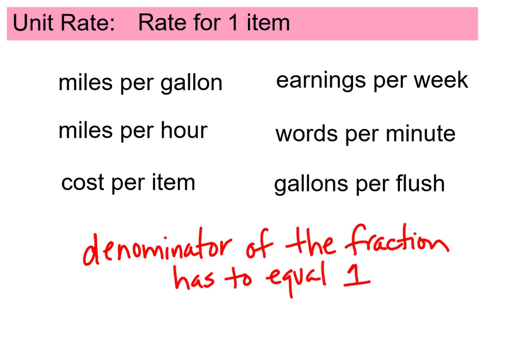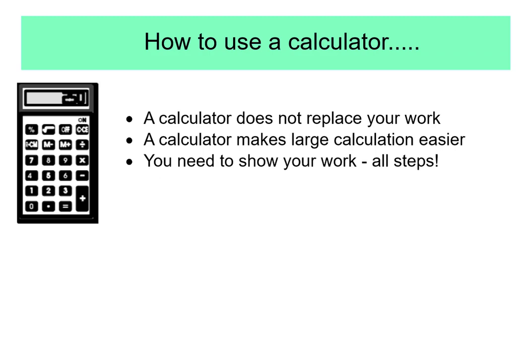Now I'm going to say something about calculators, because we get to use calculators in my class occasionally. Basically, calculators are not very smart. Calculators are not going to tell you, hey, you're putting in the wrong number, or hey, you don't want to multiply, you want to divide. A calculator does not replace your work. What a calculator does is help you make large calculations a lot easier. But you need to show all your work, all the steps, and then use the calculator to figure things out.